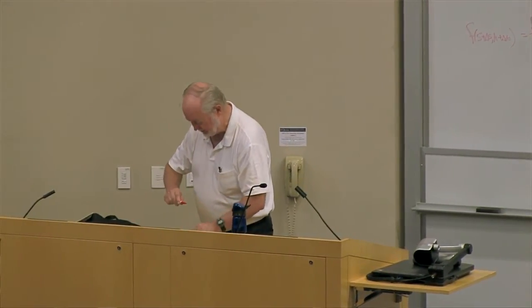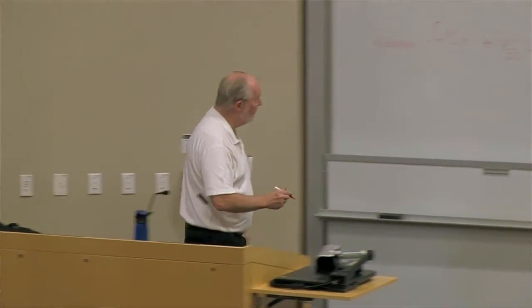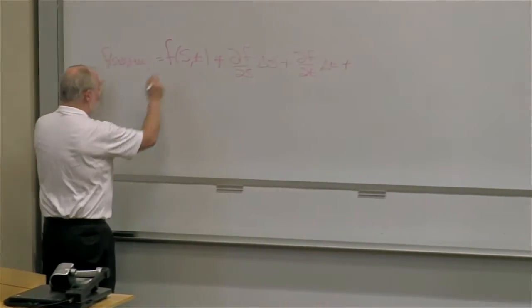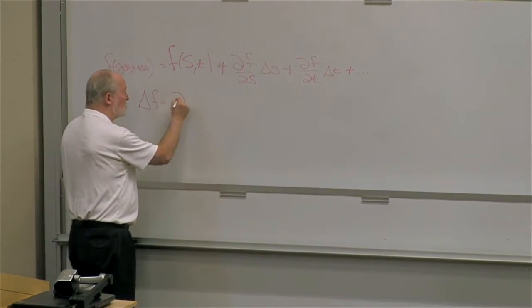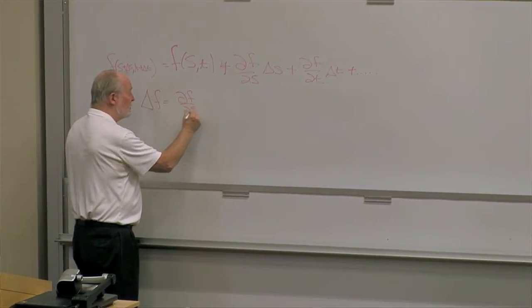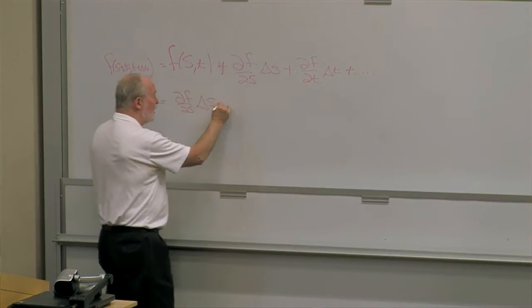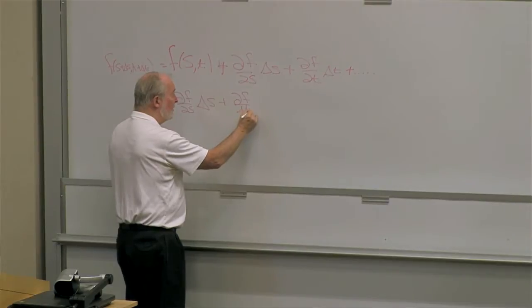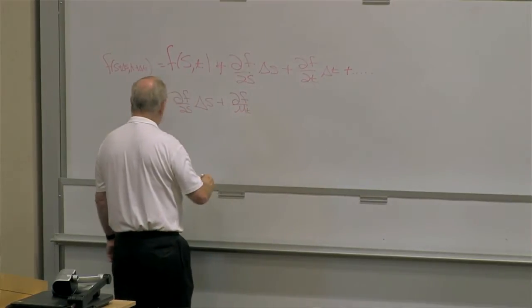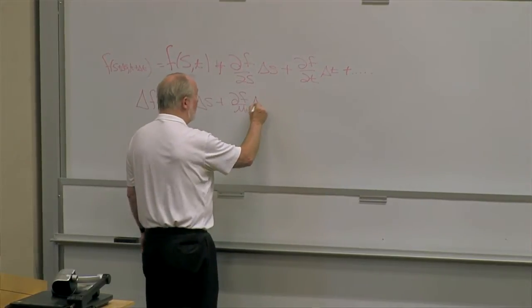Let's try this one. So what we have is, when I take this on this side, we have the change in f is equal to the partial of f with respect to s, the change in s, plus the partial of f with respect to t, the change in t.